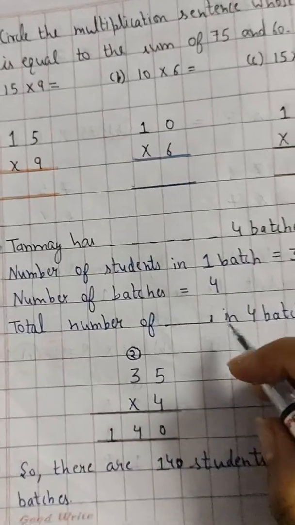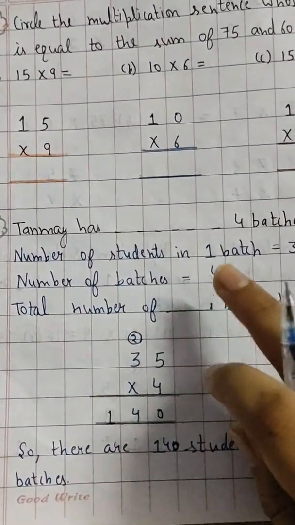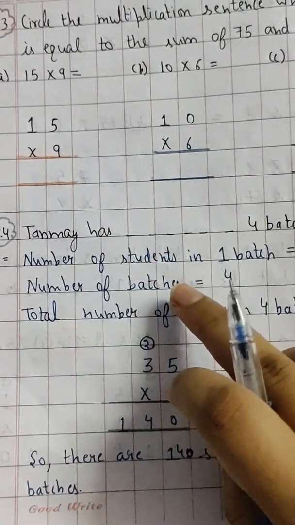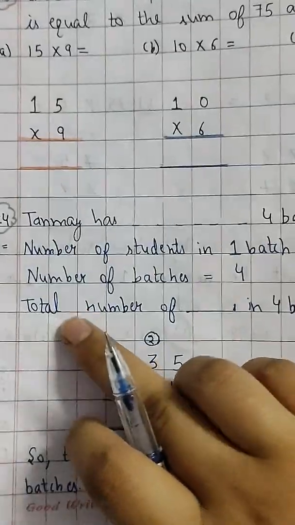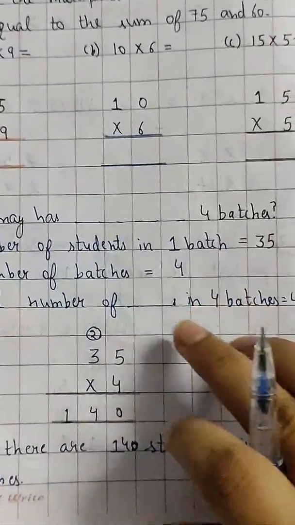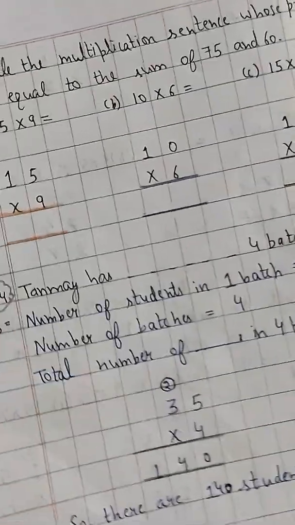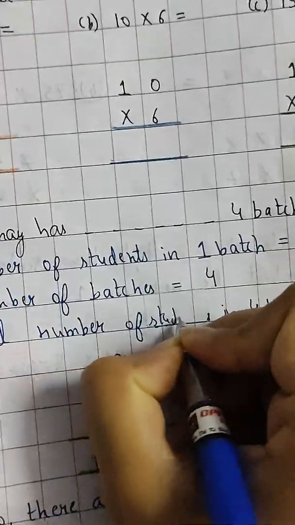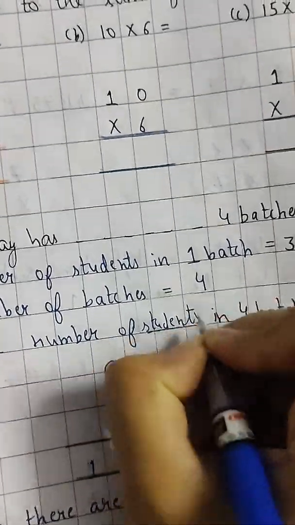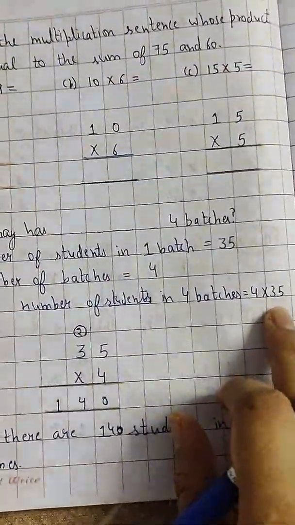Okay, so the first statement will be: number of students in one batch is 35, number of batches is 4. You can count students also, you can count batches also, that's why we are using the word number. Okay, so now the total number of students in 4 batches is 4 into 35.